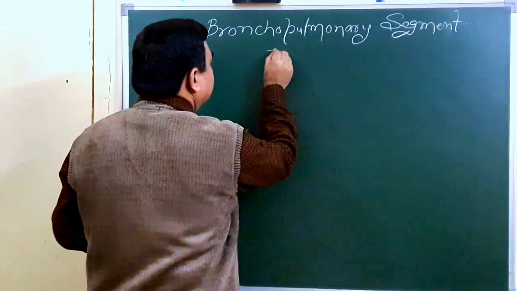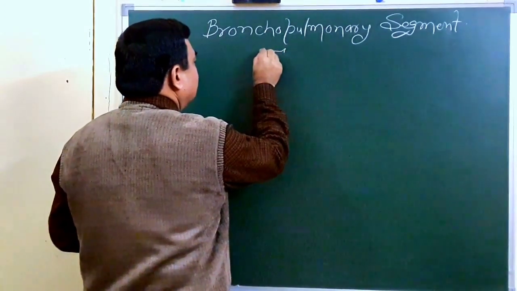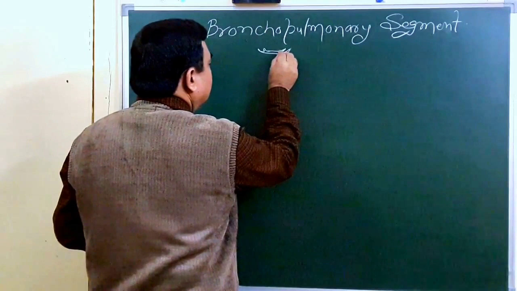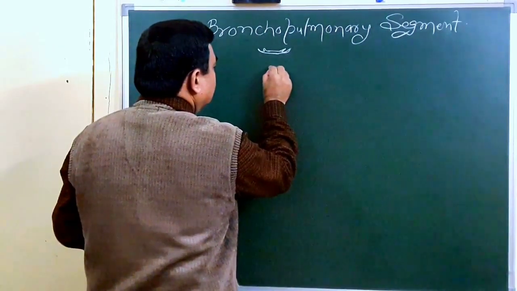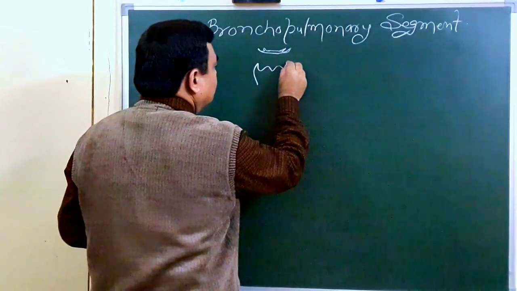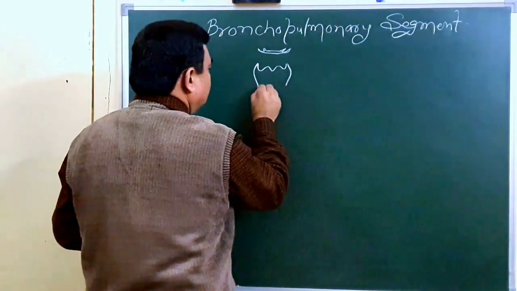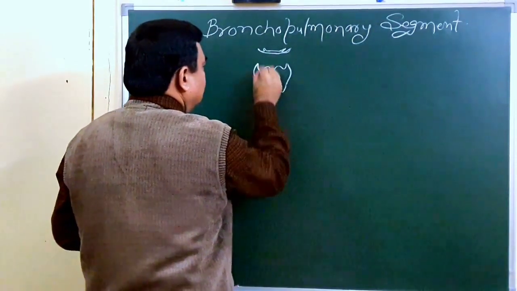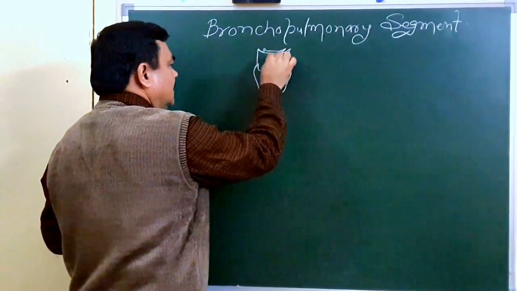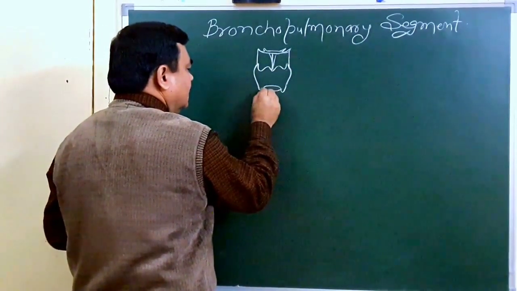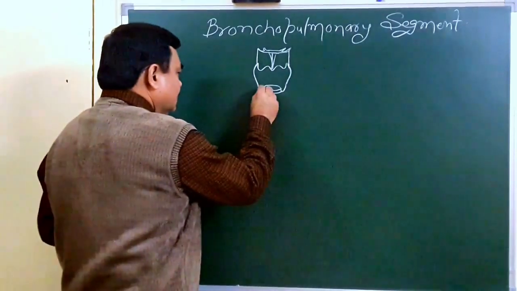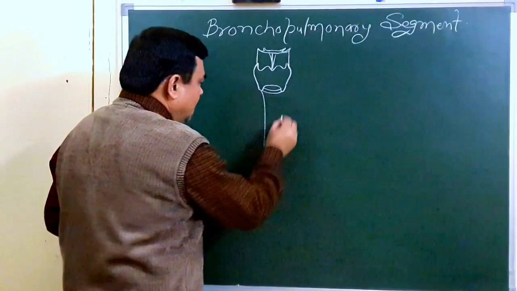Here in this diagram, this is the head bone, here is the larynx, this is the cricoid cartilage of the larynx. Here is the trachea.